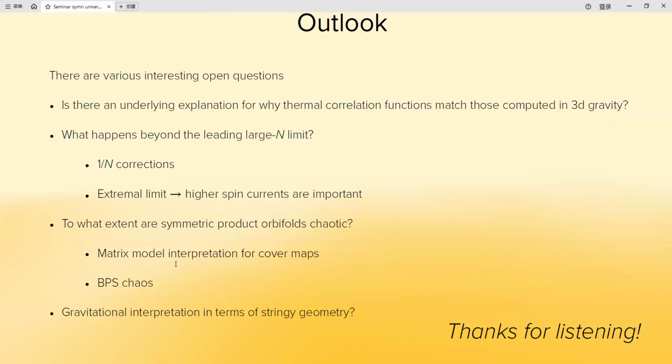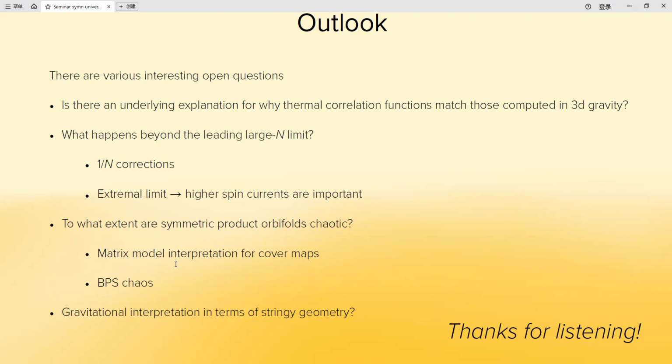There are many interesting and open questions that this result opens. First of all, is there an underlying explanation why our thermal correlation functions should match those of 3D gravity? Because it's quite remarkable. We've matched the full functional dependence of a 3-parameter function, and at least a priori, there's no first principle reason for that.